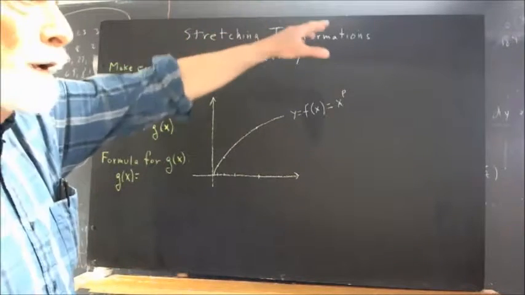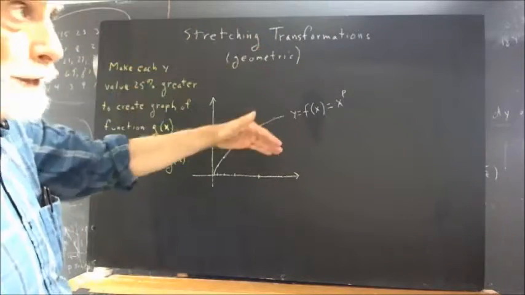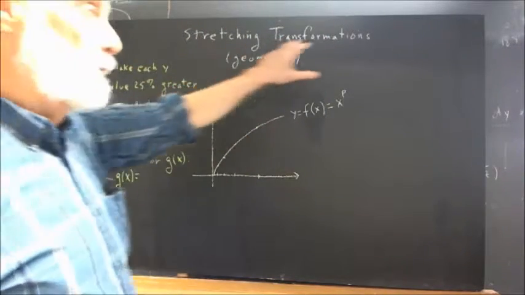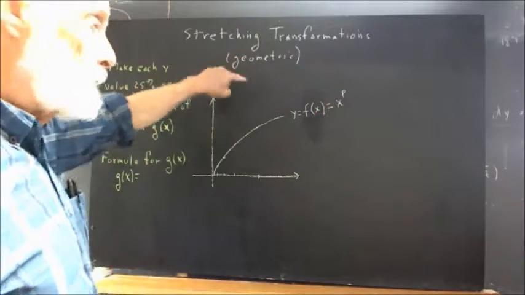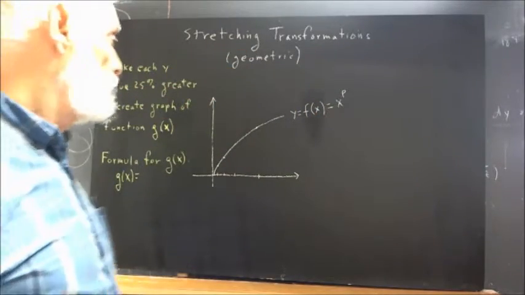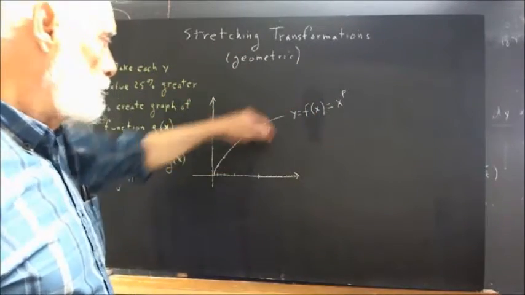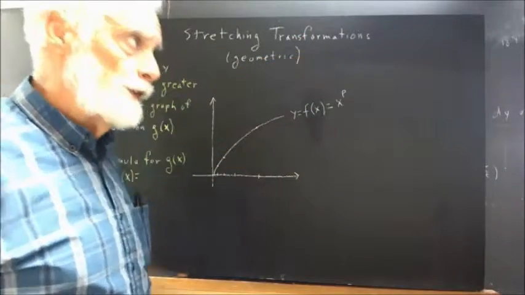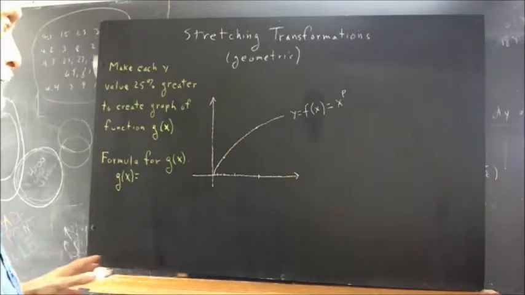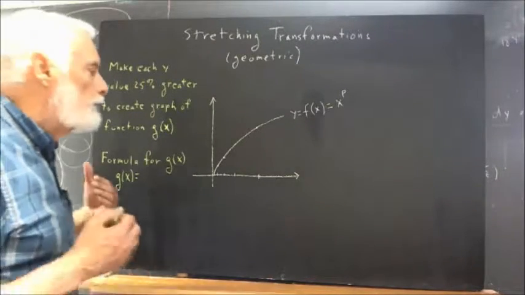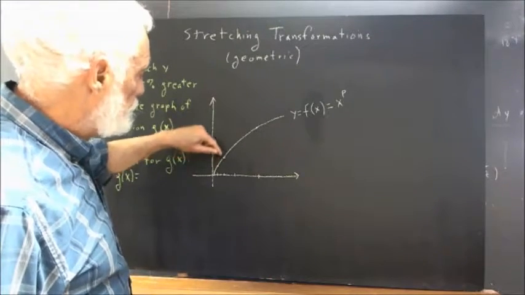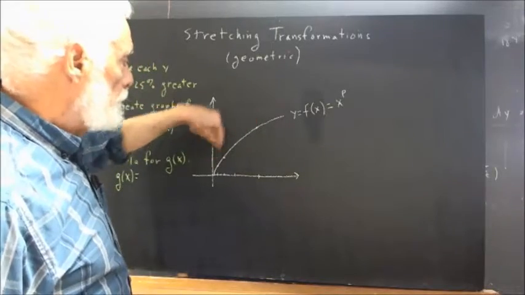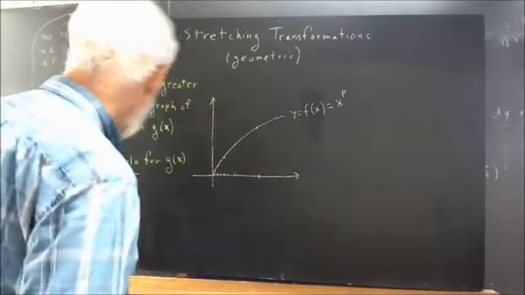Okay, we want to talk about transformations of graphs. We want to talk about a stretching transformation from a geometric point of view. So we have a graph here of y equals f of x equals x to the p for some unspecified power p. We don't care what the power is. We can see the 3 points pretty much from these dots that I used to construct this graph.